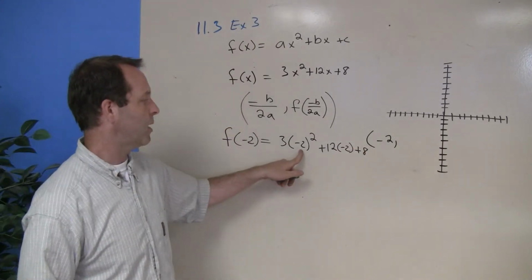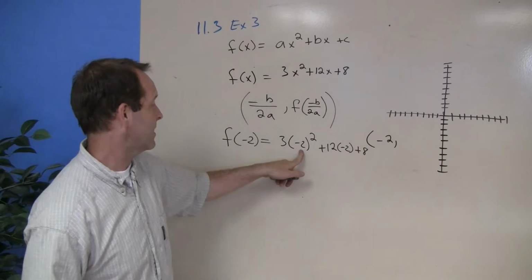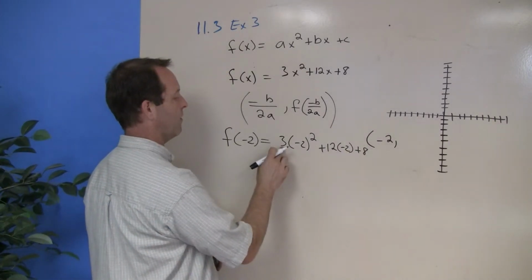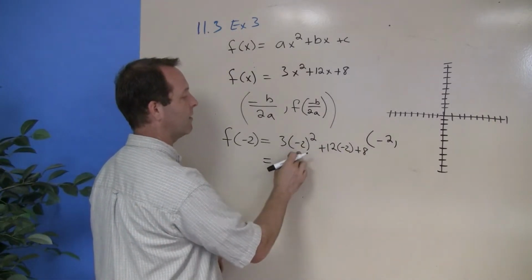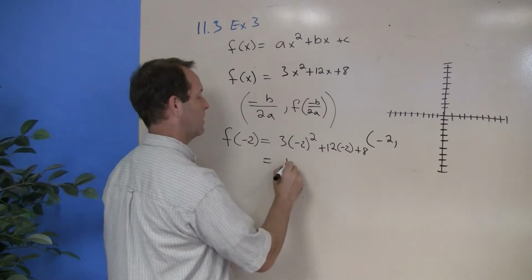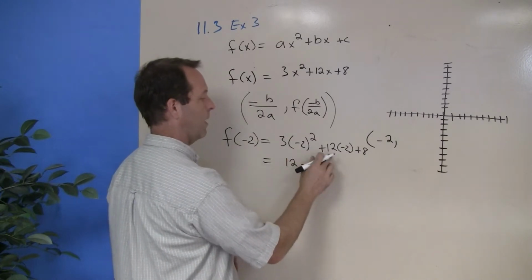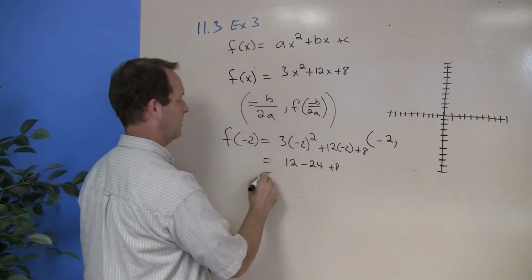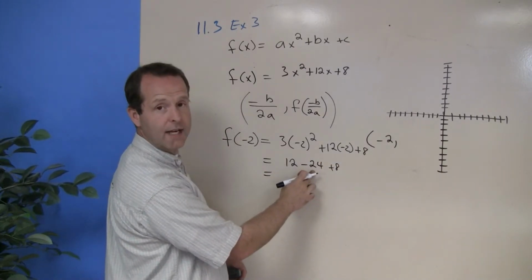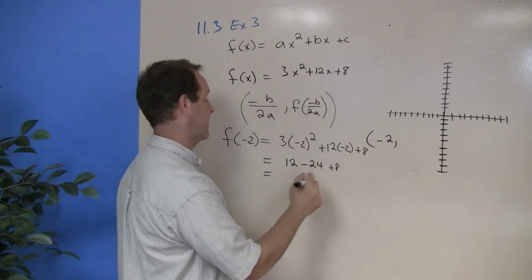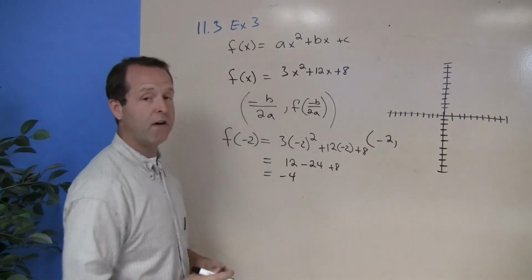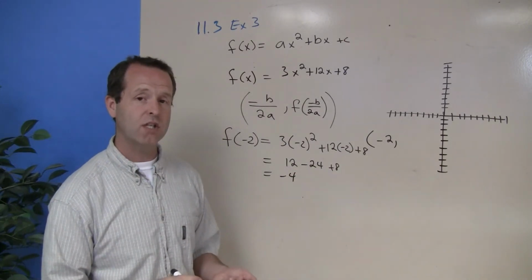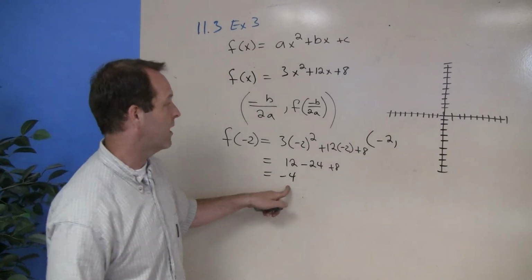So you see how I just put a negative 2 in everywhere I saw an x? Just going to solve that out. 3 times negative 2 squared. Negative 2 squared is a 4, so that's a 12. Minus a 24 plus an 8. 12 minus 24 is a negative 12. Negative 12 plus an 8 is a negative 4. So my function evaluated at negative 2 produces a negative 4.